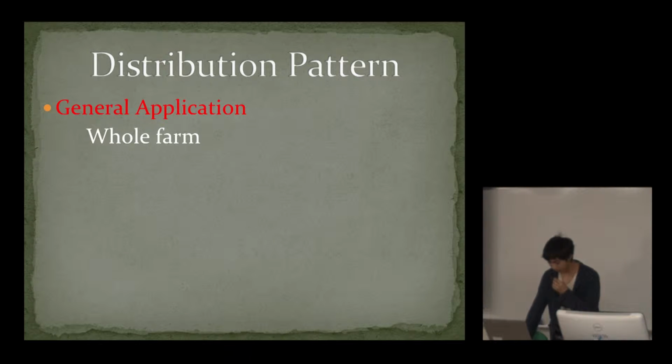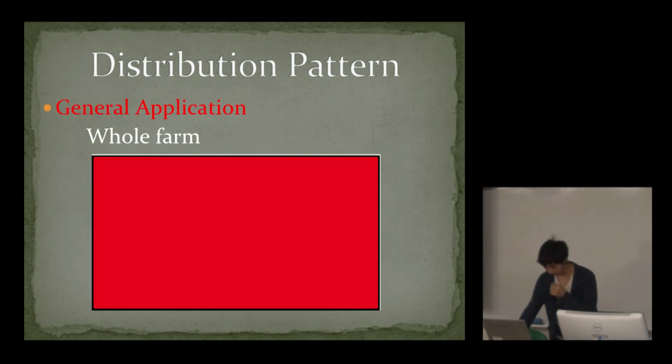Next is about distribution patterns. There are 4 pattern types. First is general application. This application uses more wasted fertilizer compared with other applications.